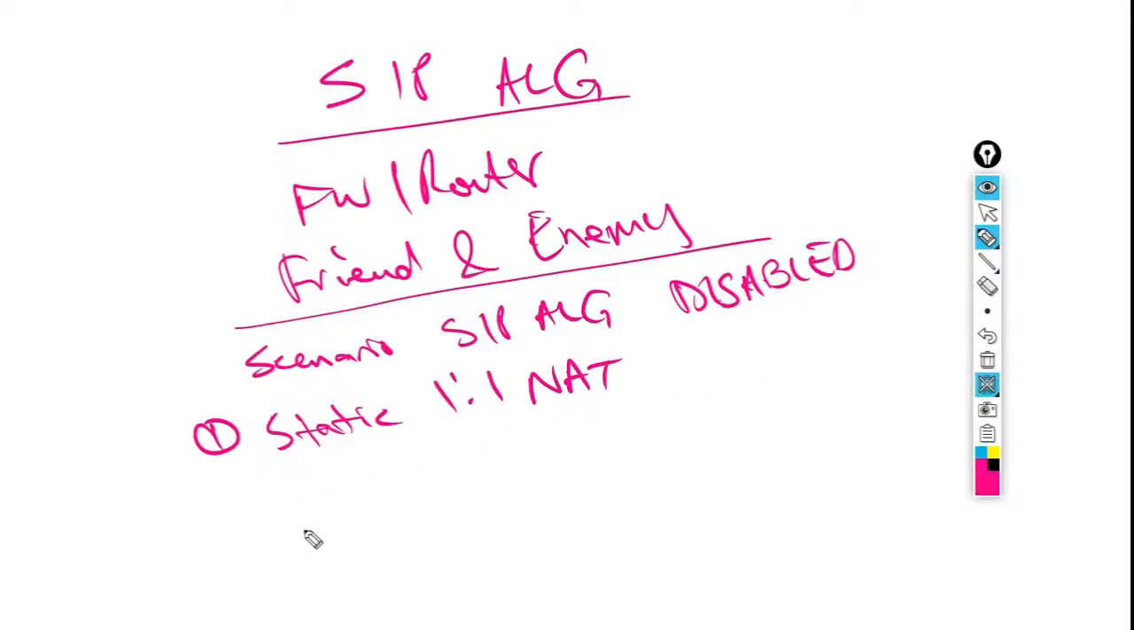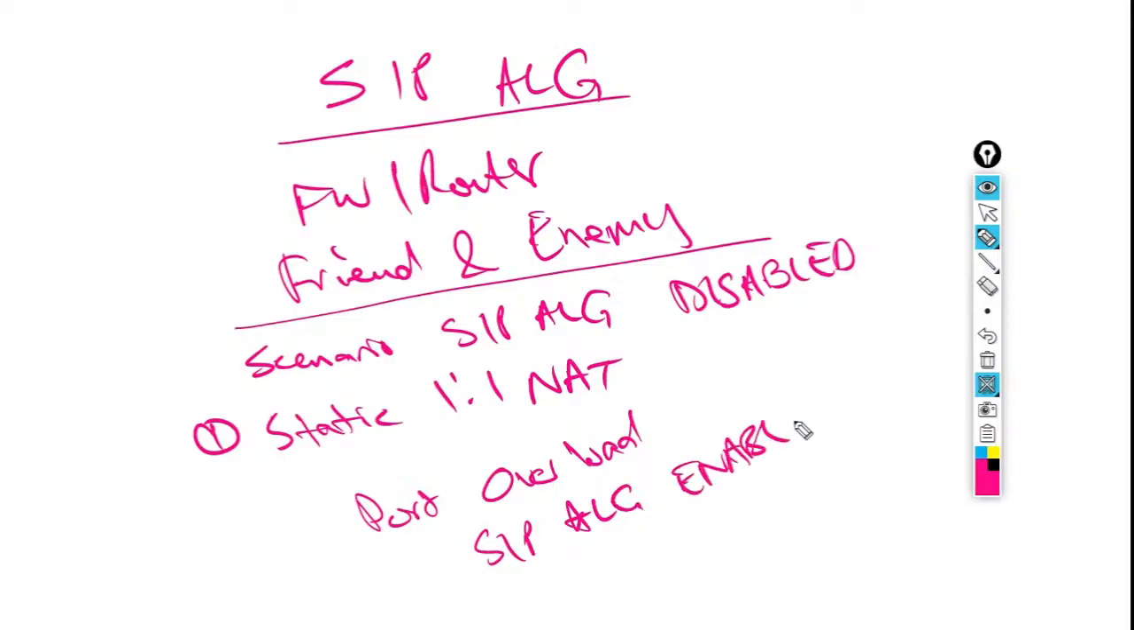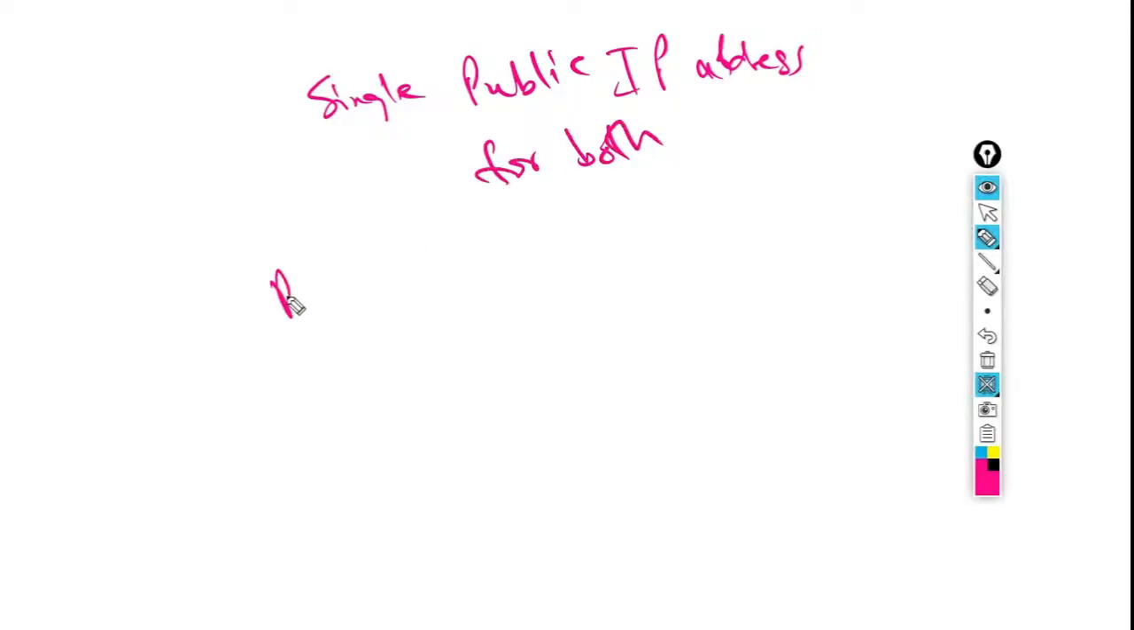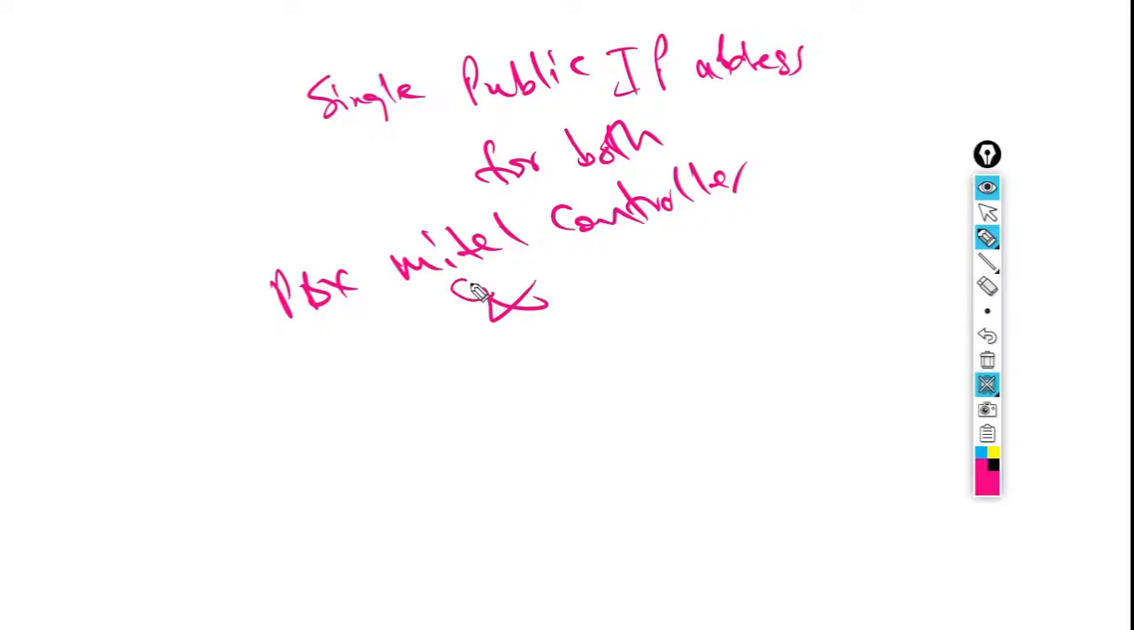But when we are doing port overload, okay, let's say overload, we will need SIP ALG enabled, because we've got a single public IP address for both a PBX microcontroller and phones. So what do I mean here?